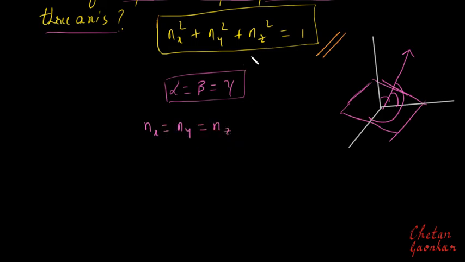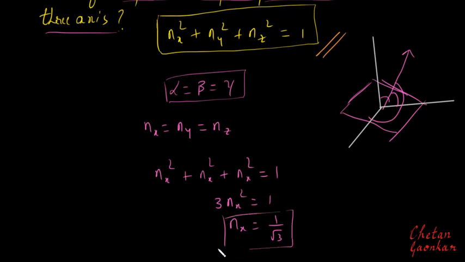So therefore here nx equals ny equals nz. If I substitute this, I'll get nx square plus, in place of ny, nx square, in place of nz, again nx square, and this will be equal to 1. So I get 3 nx square equal to 1. That means nx will be 1 by root 3, and similarly ny will be 1 by root 3 and nz will be 1 by root 3.